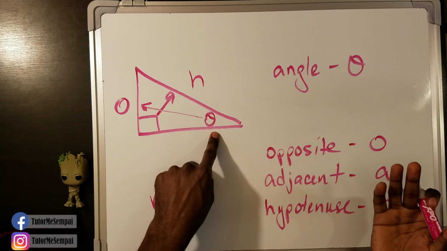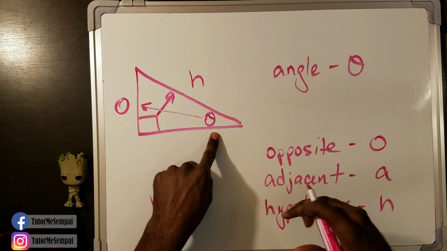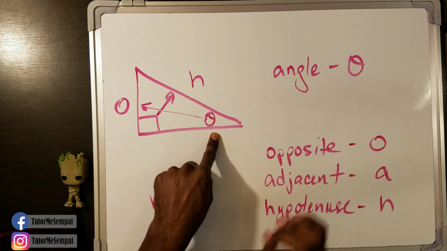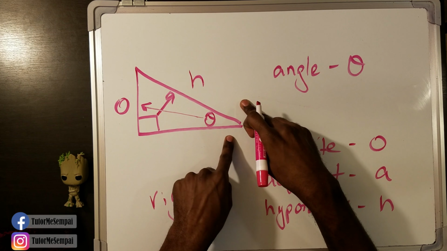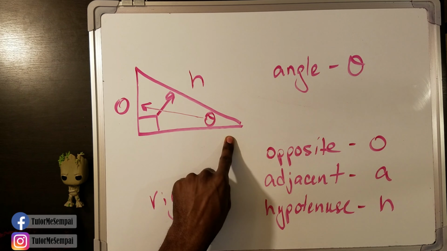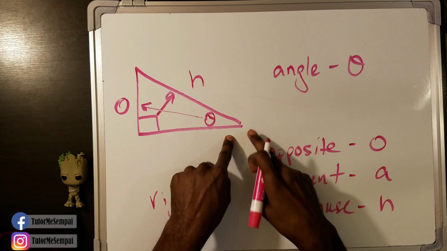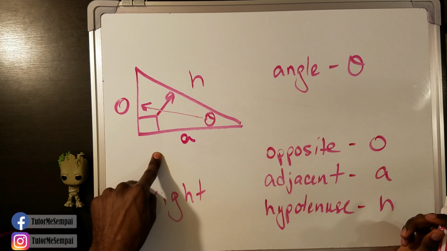Adjacent. Adjacent just means right next to, right? So which side is next to our theta? And it's not the hypotenuse. Remember, the hypotenuse is always the longest side. So you don't have to worry about there being two sides next to our theta. No, our hypotenuse is always going to be the longest side, so that's always going to be H. The other side that is next to this is going to be called the adjacent side.